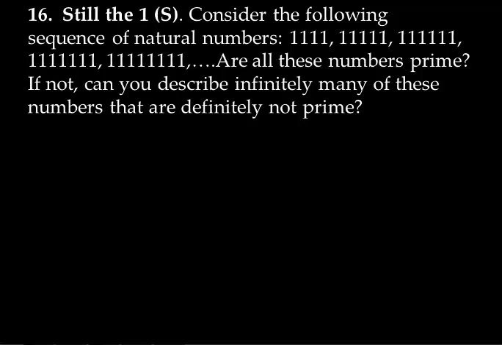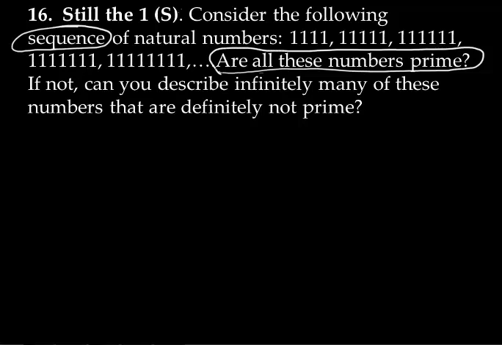This is a sequence. In other words, an infinite list of numbers. A sequence is an infinite list of numbers. And we see the first one has 4 ones for digits, and the second one has 5 digits, all ones, 6 digits, all ones, etc. Are all of these numbers prime? Well, if you're asked a question like this, you can almost for sure know, unless it's the sequence of prime numbers, that these are not all prime.